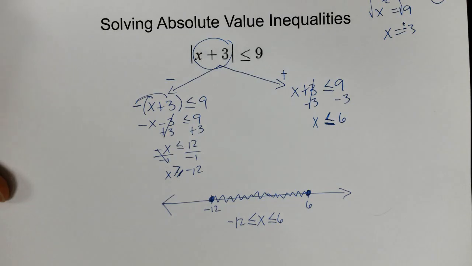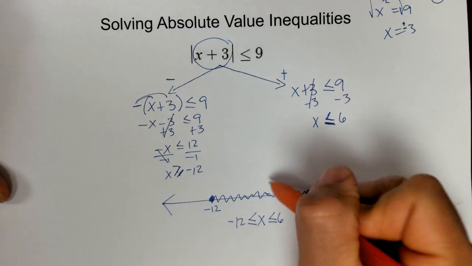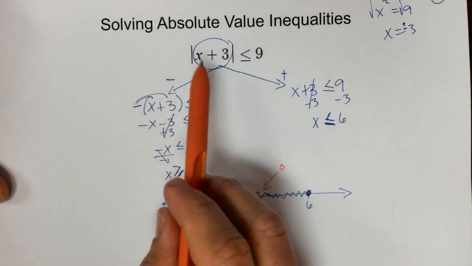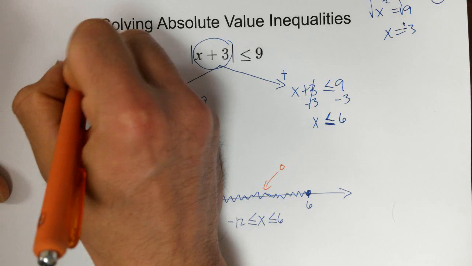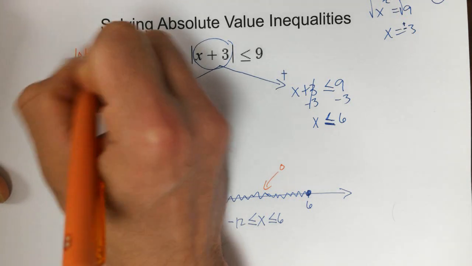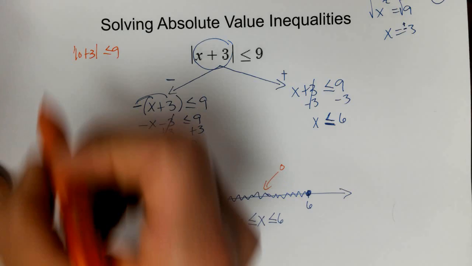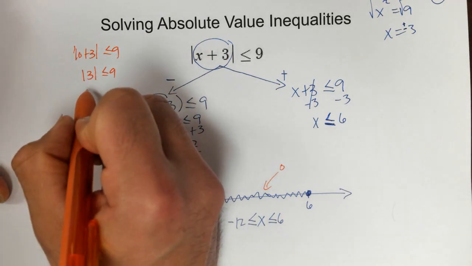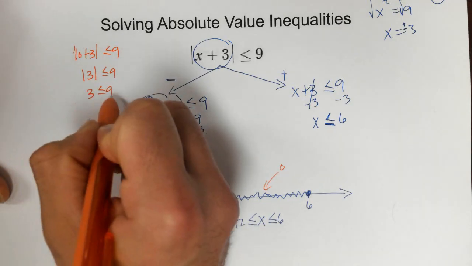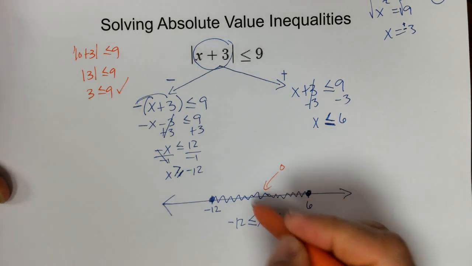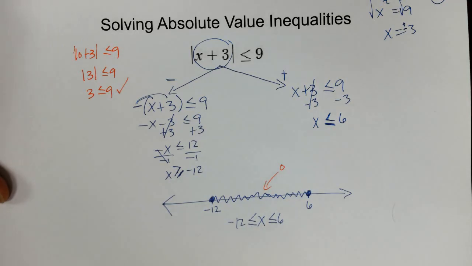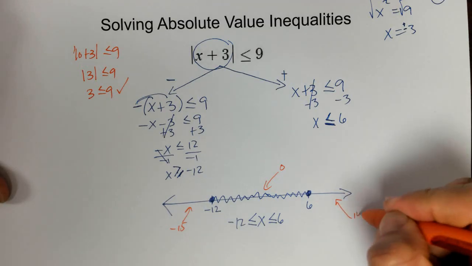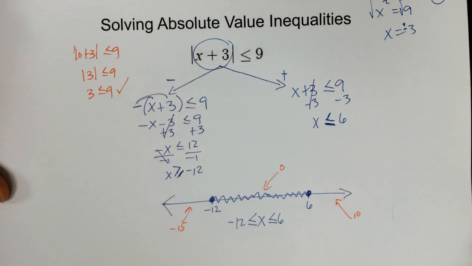Now pick a number, right? Any number in this range, like 0. If you plug 0 into the inequality, 0 plus 3, is it less than or equal to 9? Yeah, well, 0 plus 3 is 3. And the absolute value of a positive number does not affect it at all. 3 is actually less than 9. That's why the 0 is part of my solution set. If I plug a number over here, like negative 15, or even over here, positive 10, they will not be part of my solution set, right?